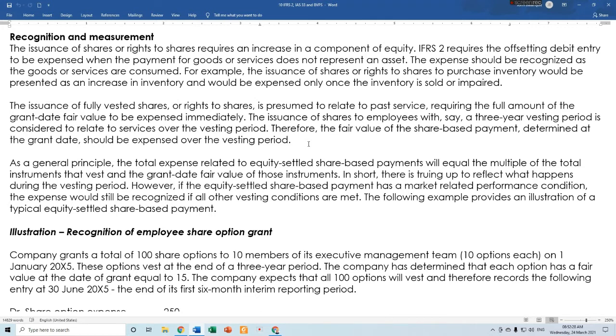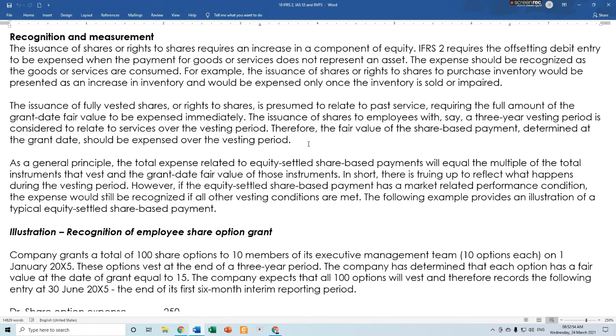So IFRS 2 requires the offsetting debit entry to be expensed when the payment for goods or services does not represent an asset. So in other words, kung yung pinangbayad natin or yung inisyo natin na equity, 'di ba? Credit 'yon, obvious naman, credit naman 'yon. Yung debit natin, kung hindi yan relating to an asset that you acquired or a particular component of asset, then it is going to be expense.